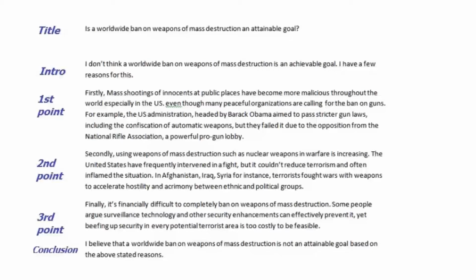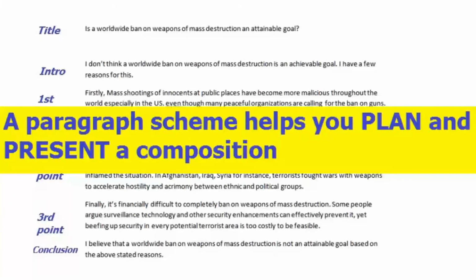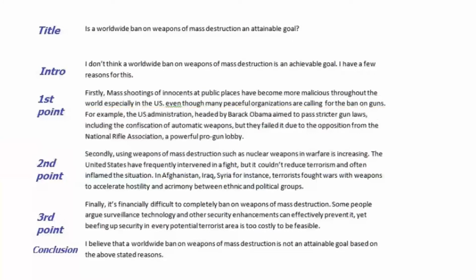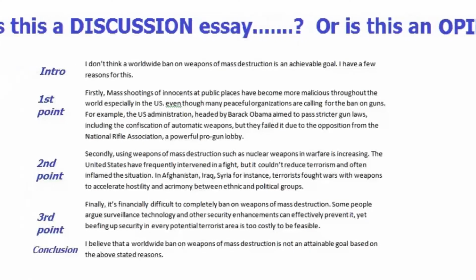The first thing to notice here is that this essay has 5 paragraphs. This is a typical number of paragraphs for a short essay. There is an introduction, then 3 paragraphs, firstly, secondly, finally, and then a brief conclusion. Having a paragraph scheme is both a good way to plan and present your composition. The most common types of essay, especially in exams, are discussion essays and opinion essays. So if you are a student or someone marking, it's really important to understand which type of composition is required.